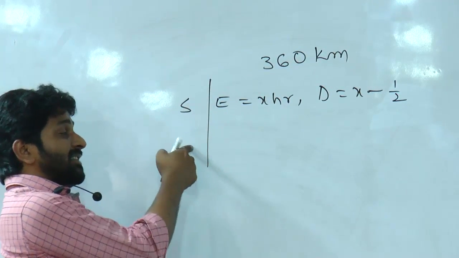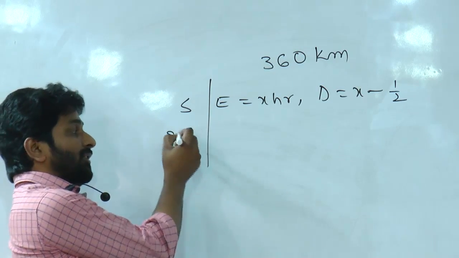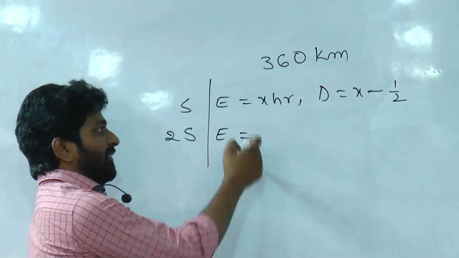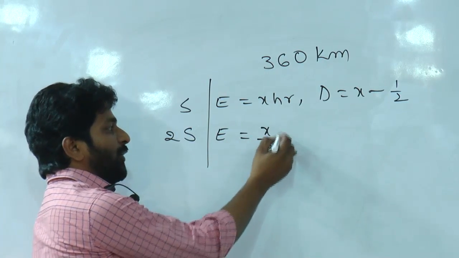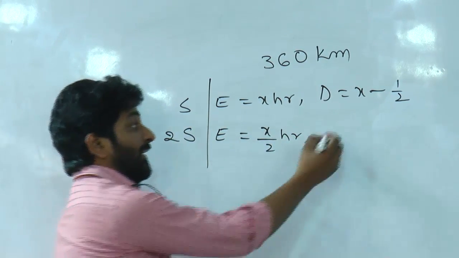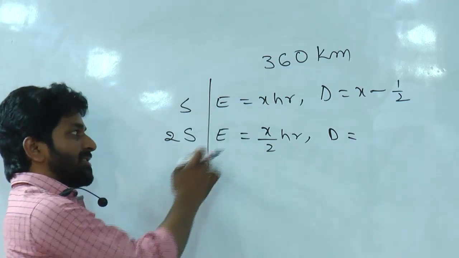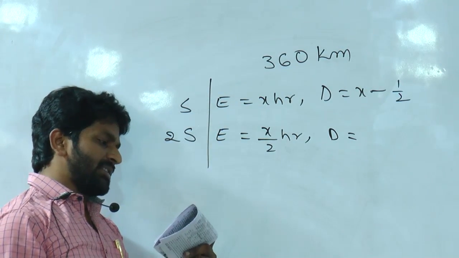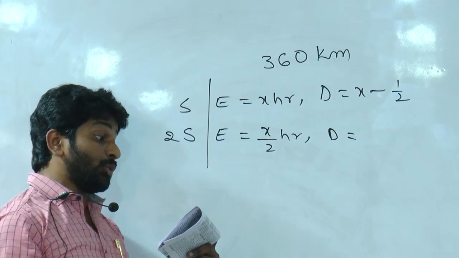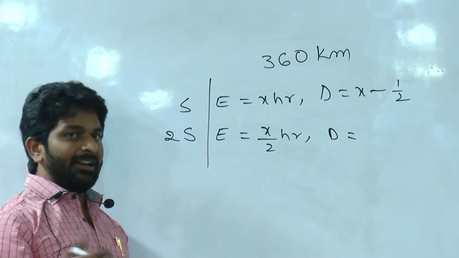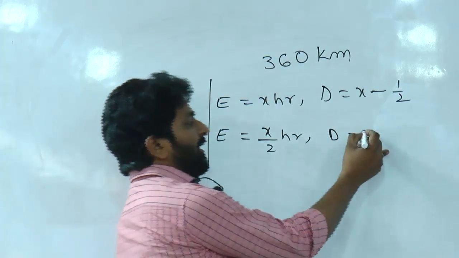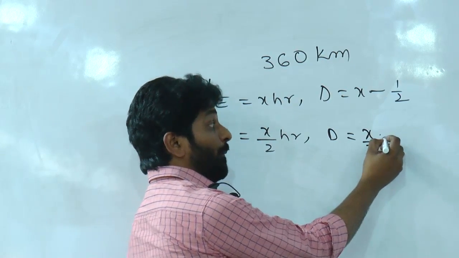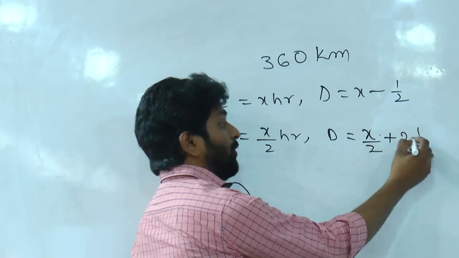If Ellie doubles her speed, traveling with 2s speed, Ellie takes x by 2 hours. See, when speed doubles, time will be half, right? Yes or no? Right. Next, she will take 2 hours 30 minutes less than Dex. So Dex will be taking x by 2 plus 2.5.